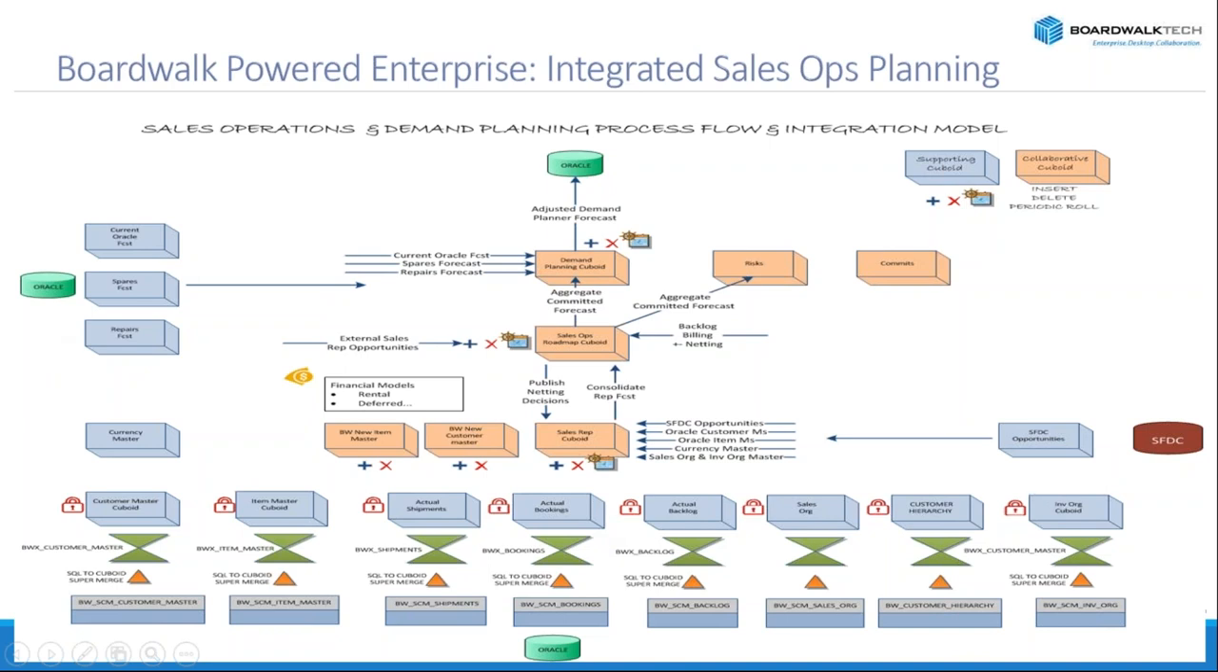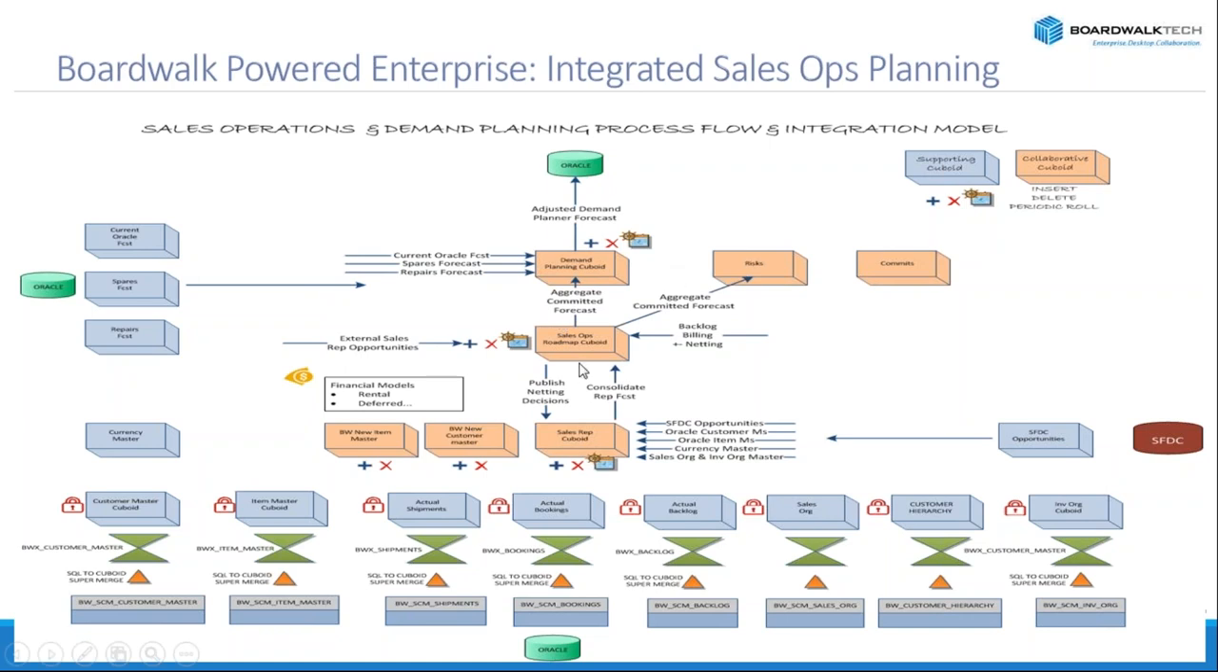On top of that, we also pulled in information, for example, the opportunity details from Salesforce. And again, depending on the role, the granularity of the information could be different. For example, in this particular use case, the sales rep and the sales op team were working at a very granular level of data, at the item, customer, month level, while the demand planner was looking at an aggregated view of the same data set.